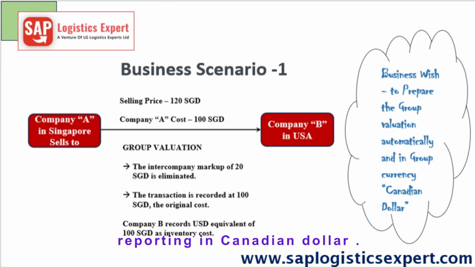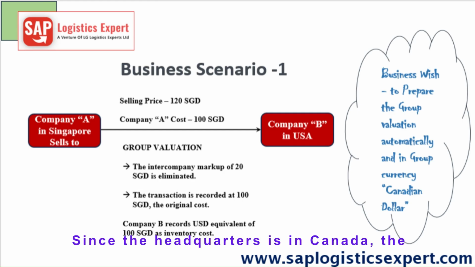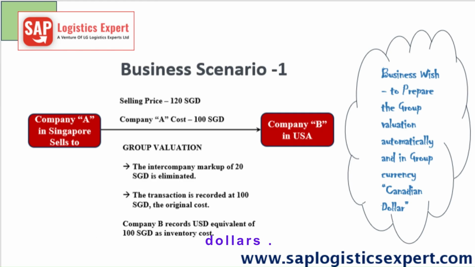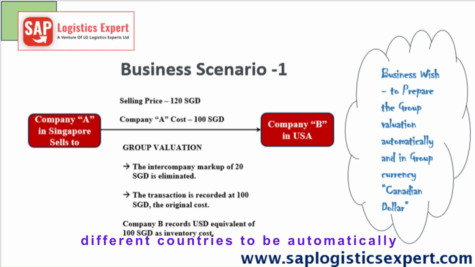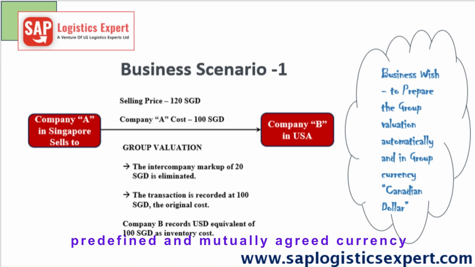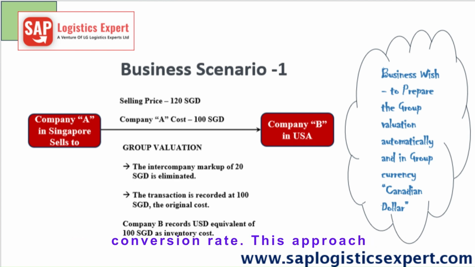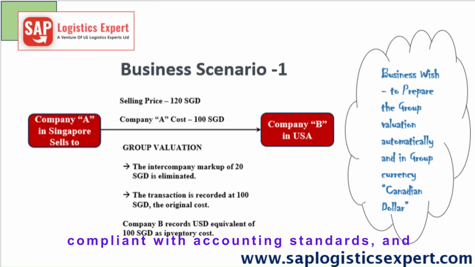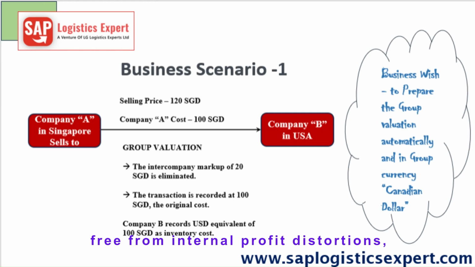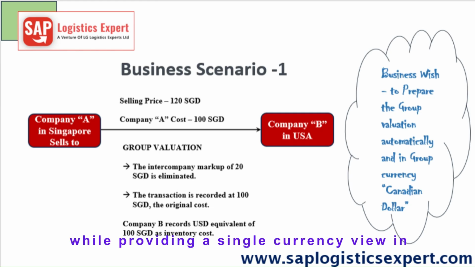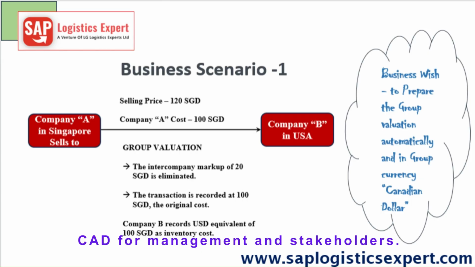Group reporting in Canadian dollar, CAD. Since the headquarters is in Canada, the group reporting is done in Canadian dollars, CAD. Naturally, the company wants all intercompany transactions across different countries to be automatically converted into CAD based on a predefined and mutually agreed currency conversion rate. This approach ensures that the group's consolidated financials remain transparent, compliant with accounting standards, and free from internal profit distortions, while providing a single currency view in CAD for management and stakeholders.